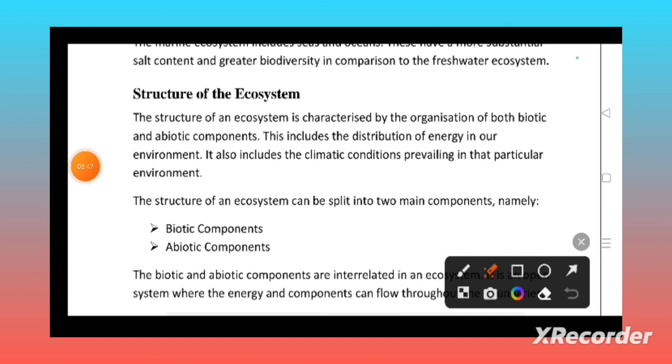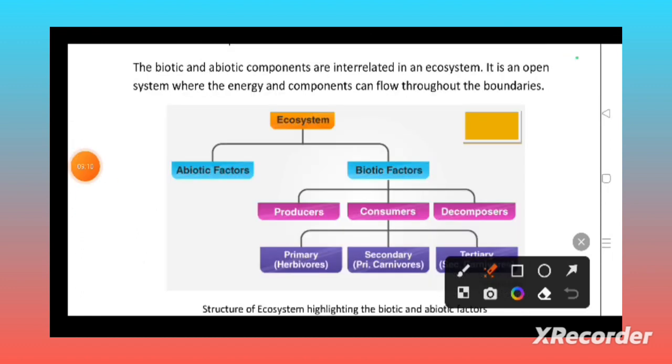Let's come to the structure of an ecosystem. What is the structure of an ecosystem? As we saw in the first slide, the structure of an ecosystem consists of both biotic and abiotic factors. The biotic factors are divided into producers, consumers and decomposers. The consumer level is divided into primary consumers, secondary consumers and tertiary consumers. Let's go and see it in detail.